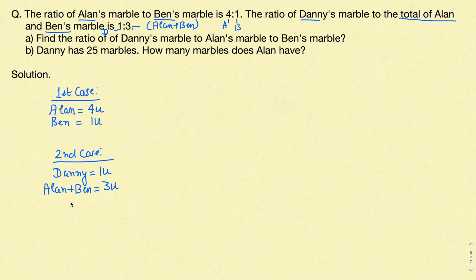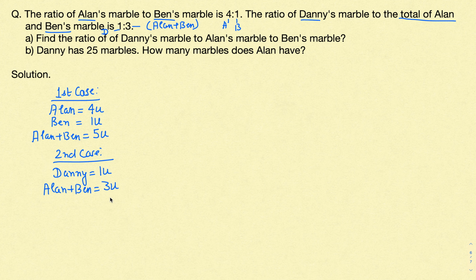Now see here, case 1 doesn't have Danny, and case 2 has Danny and Ellen plus Ben together. So what can we do? One thing we can do is add up Ellen's and Ben's units here also. If we add up Ellen plus Ben's units, 4 units plus 1 unit will give me 5 units. So here the total of Ellen and Ben together is 5 units. And here the total is 3 units.